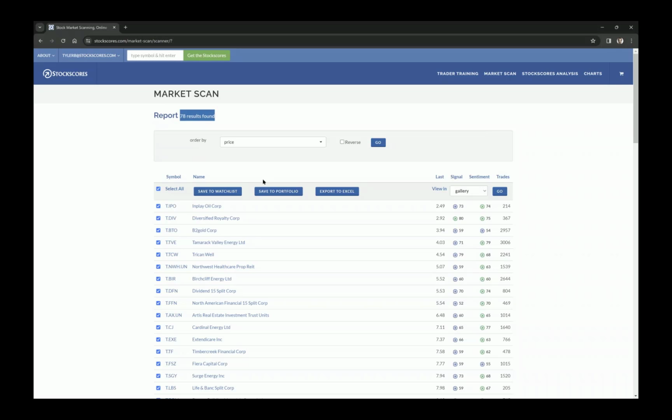Now you can see from that tool that I showed you, there are many, many different filters.